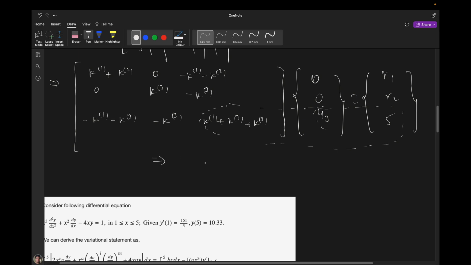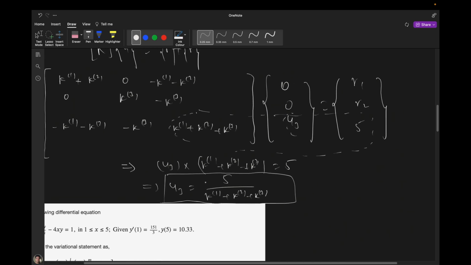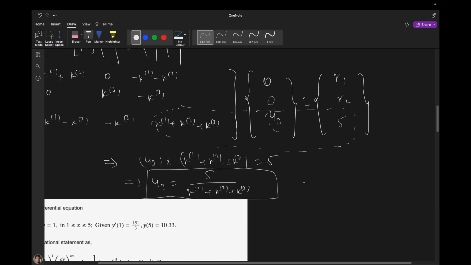Then the resulting equation will be something like this: u3 multiplied by k1 plus k2 plus k3 equal to 5. So clearly you will get u3 equal to 5 divided by k1 plus k2 plus k3. So this is simply solved. Now we have to find r1 and r2.